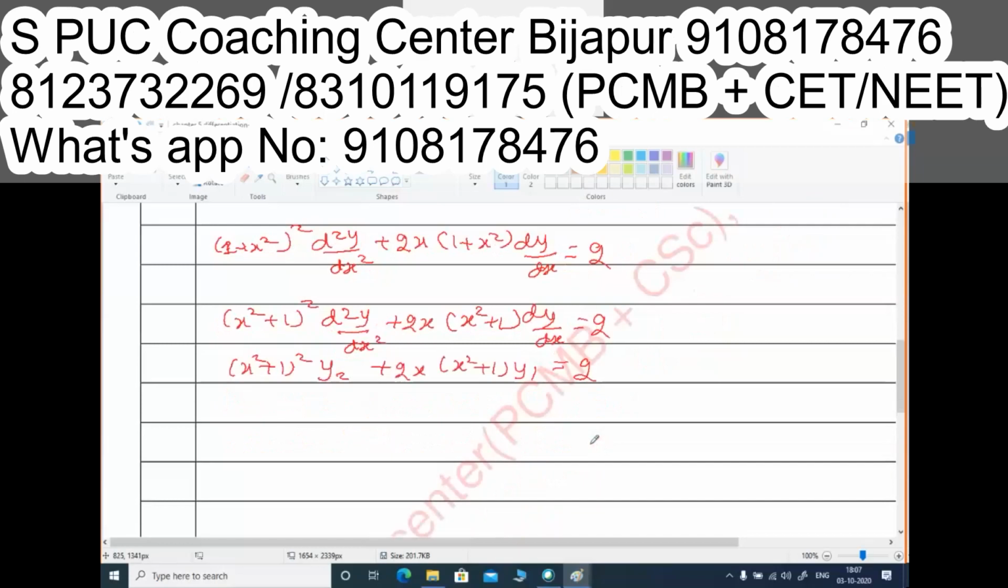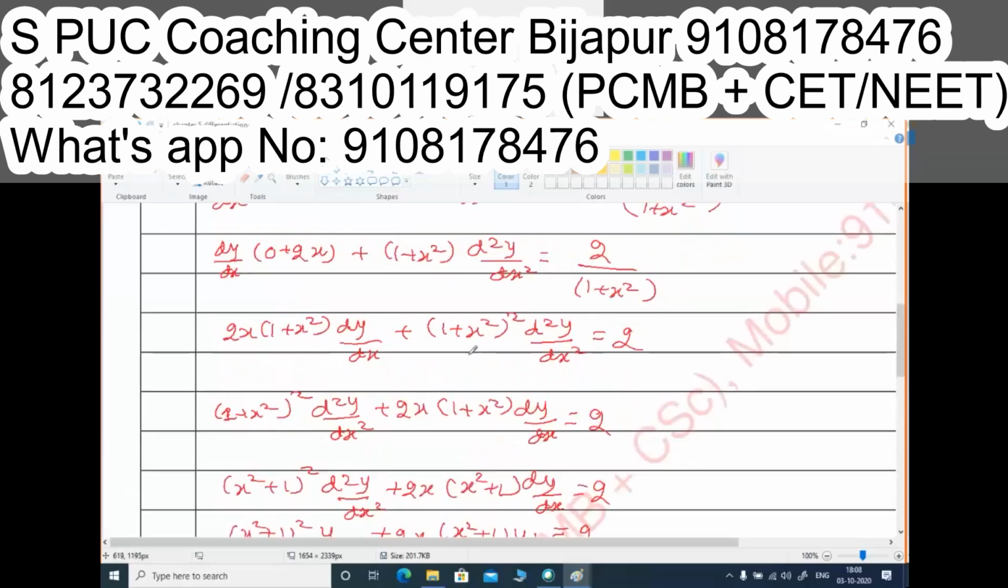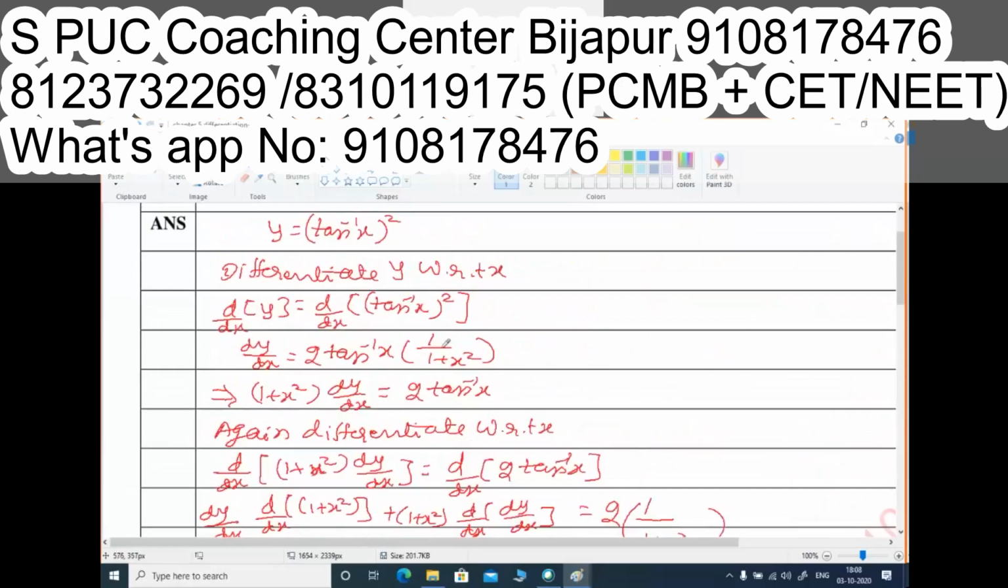What is this notation, y1 and y2? Where y2 is equals to d square y by dx square, and y1 is equal to dy by dx. Clear? This can also be asked as y double dash and y dash. So I will summarize in one or two minutes. Even if you directly write x square plus 1, there is no mistake. Here, the differentiation of tan inverse x, 1 plus x square or x square plus 1, both are the same, no problem.